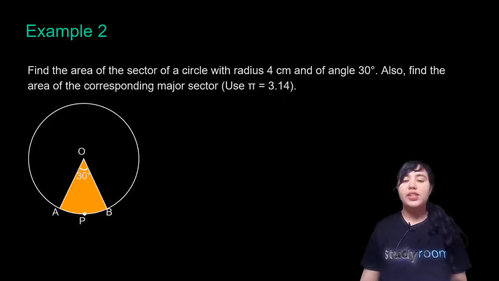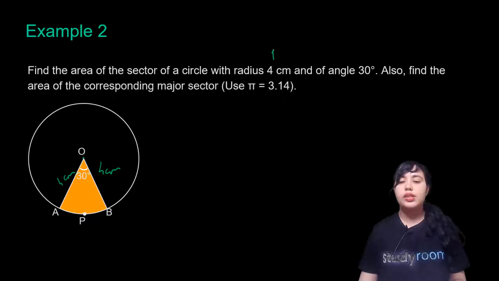So find the area of the sector of a circle. So this is a circle. What is its center? Its center is O. Its radius is 4 centimeters, which means OA and OB is 4 centimeters. So this is my radius, and the angle is 30 degrees. That means this angle AOB is 30 degrees. So this is my theta.